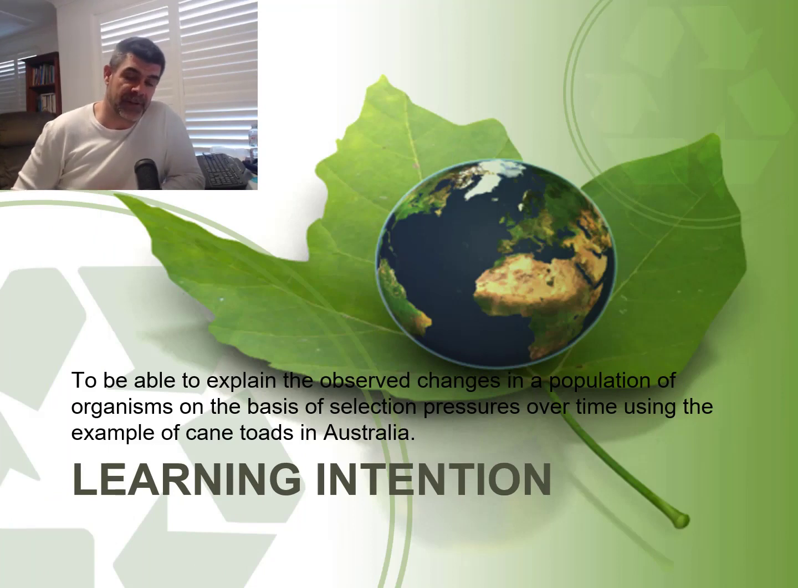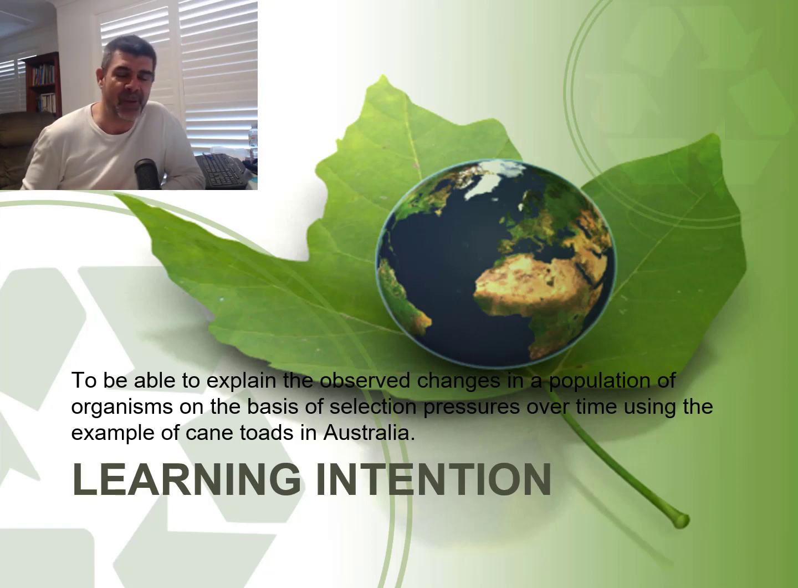Our learning intention for this particular video is to be able to explain the observed changes in a population of organisms on the basis of selection pressures over time, using the example of cane toads in Australia. So we're going to have a look at some of the historical detail and also see if we can identify some of the key selection pressures which may have impacted on changes in the distribution and abundance of these particular organisms.